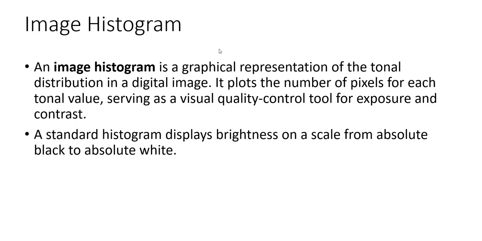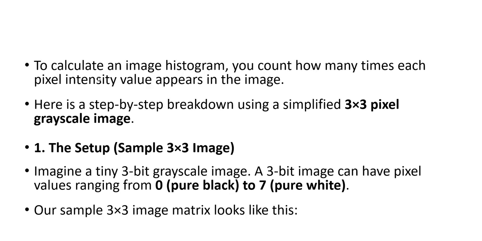We are going to see how an image histogram is getting created. An image histogram is a graphical representation of the distribution of the pixels in the image. So let us see one simple example. Basically, we count how many times each pixel value appears, and then that gets plotted on the histogram.